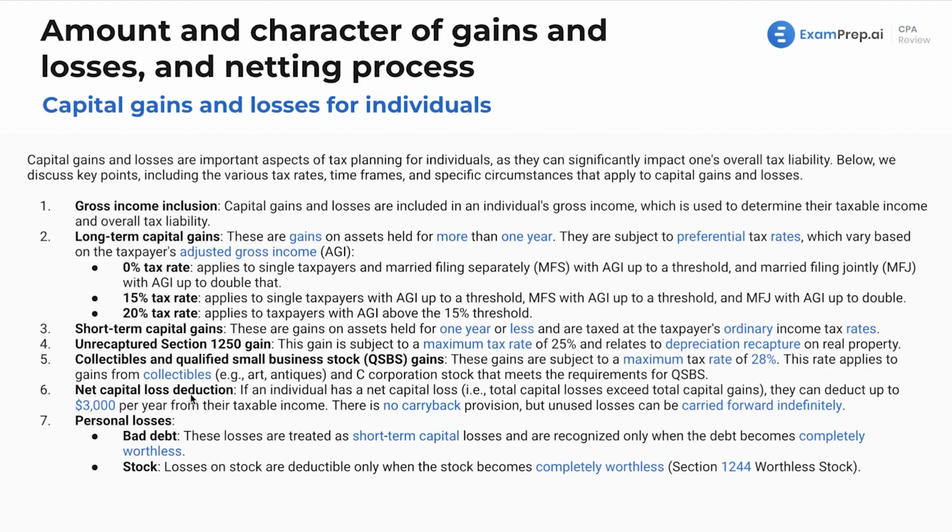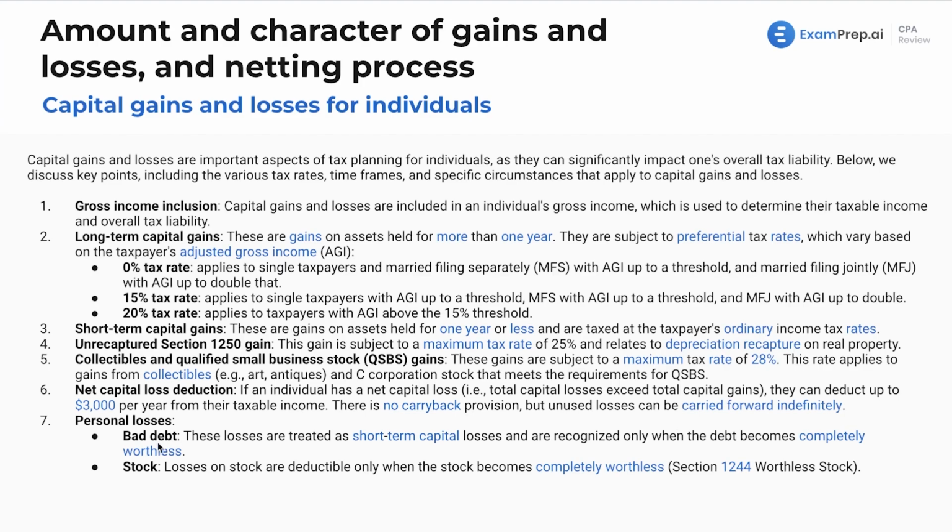This net capital loss deduction, this is what we've talked about before. If an individual has a net capital loss, they can deduct up to $3,000 per year from their taxable income. You cannot carry this back at all, whereas we'll see for corporations, you can have a carryback, but unused losses can be carried forward forever and ever and ever.